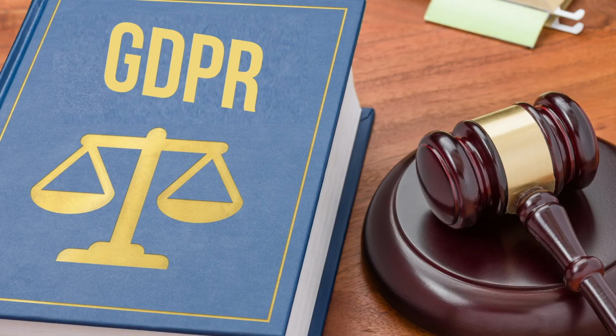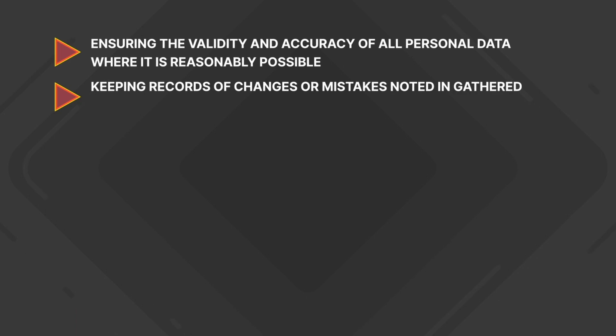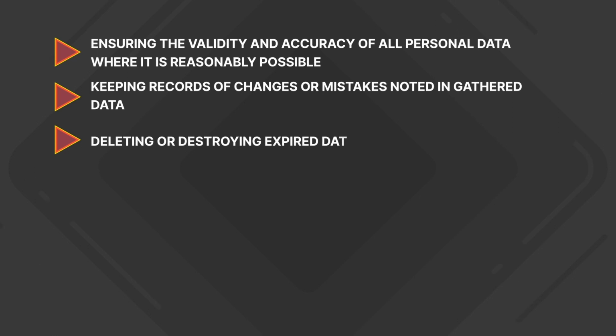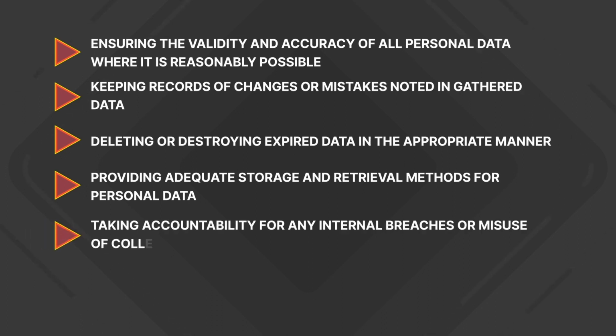The other considerations that companies, businesses, and data collectors will need to be aware of in order to comply with GDPR legislation include the following: ensuring the validity and accuracy of all personal data where it is reasonably possible, keeping records of changes or mistakes noted in gathered data, deleting or destroying expired data in the appropriate manner, providing adequate storage and retrieval methods for personal data, taking accountability for any internal breaches or misuse of collected data.